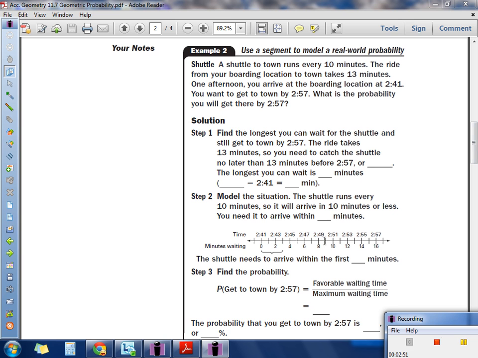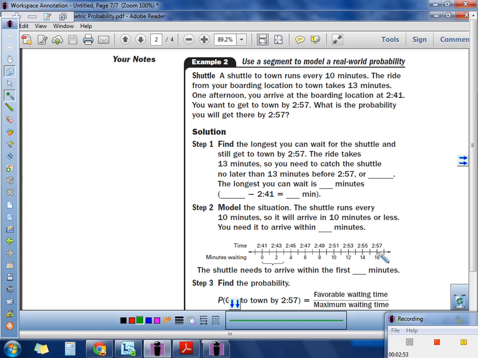I like this little timeline that they created because it shows a good visual of what's going on. The latest you want to get to your final destination is 2:57. So that's your ending time. If you get there at 2:41, you've got to figure out how much time you can wait before finally catching the shuttle. And if you miss that shuttle, that's a problem. So start off with understanding that it takes 13 minutes to get to town. So 13 minutes back from our final destination would place us right here at 2:44. So that means you only have this amount of time to catch your shuttle before you miss your destination.